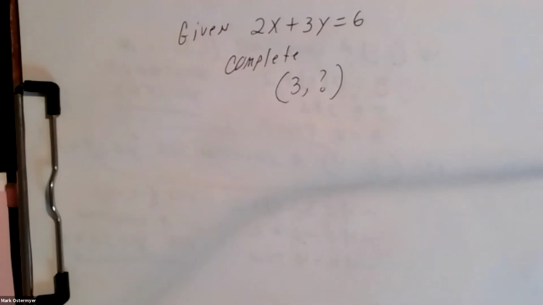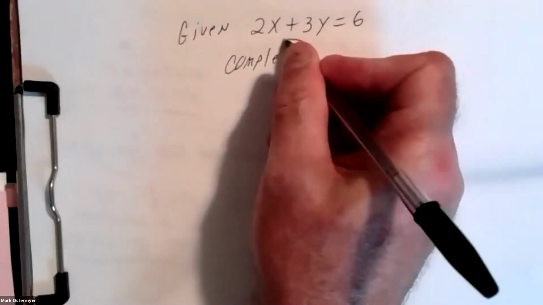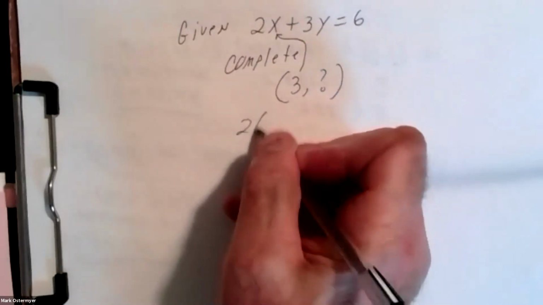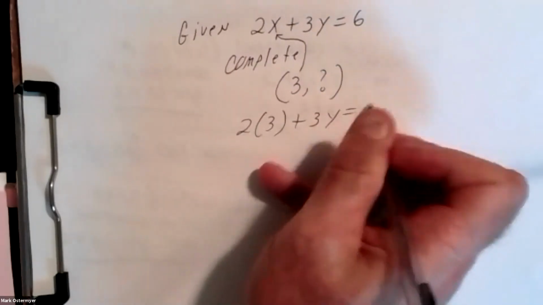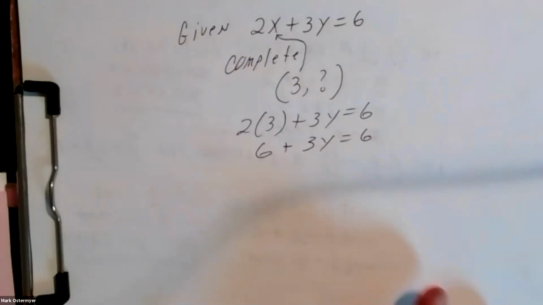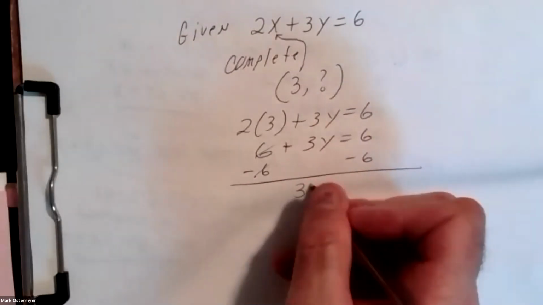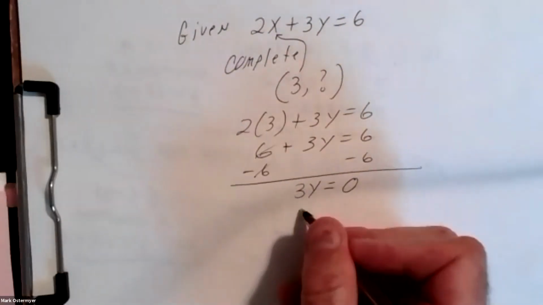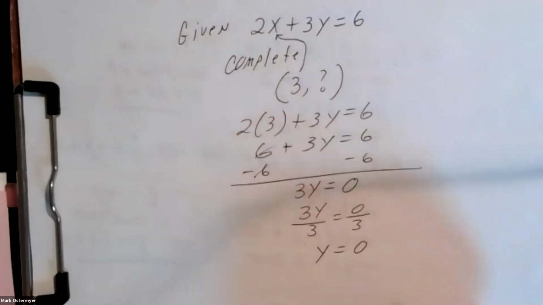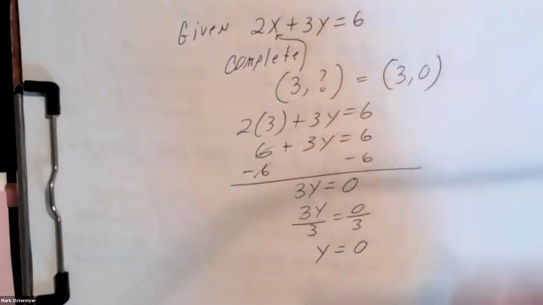What did you get for the y coordinate? Anybody? 0. All right, so replace the x variable with the x coordinate. Doing that, our equation is 2 times 3 plus 3y equals 6. Now we got to solve for y. So we have 6 plus 3y is equal to 6. To solve for y, we subtract the 6 from both sides. Gone. 3y is equal to 6 minus 6 is 0. Divide both sides by 3, and 0 divided by 3 is going to be 0. You are correct. So this ordered pair, if it's to be a solution to this equation, has to be 3, 0. That's your answer.